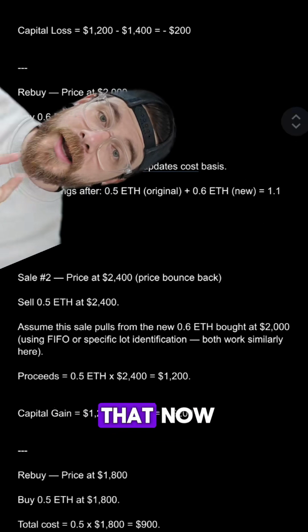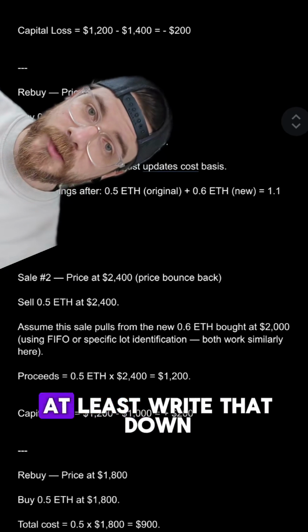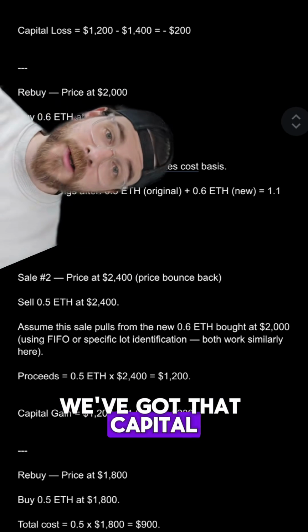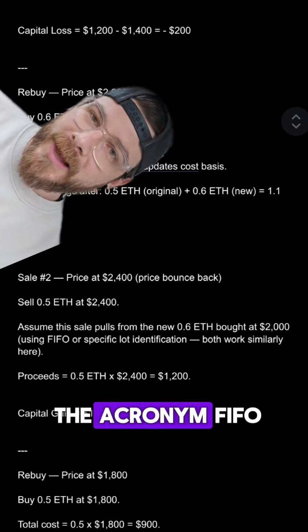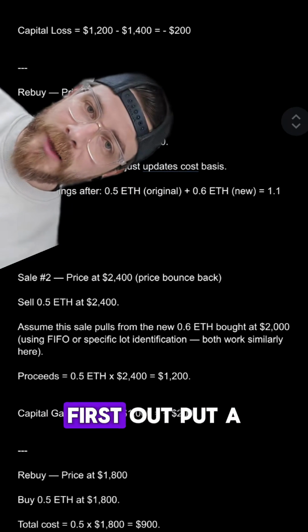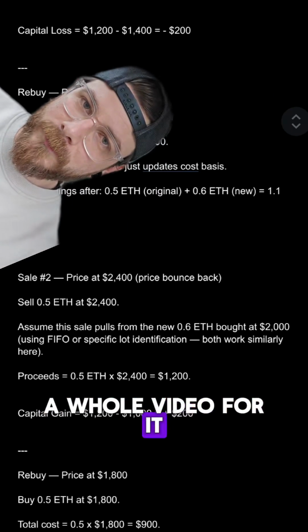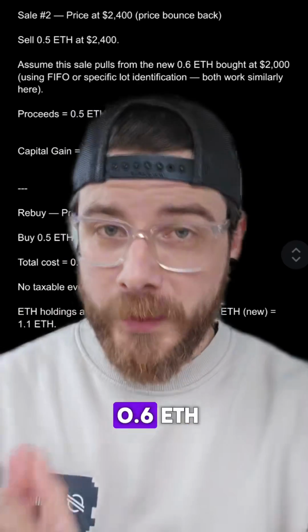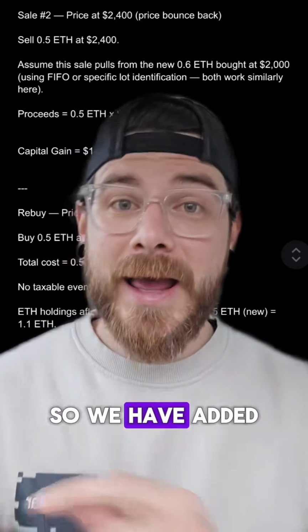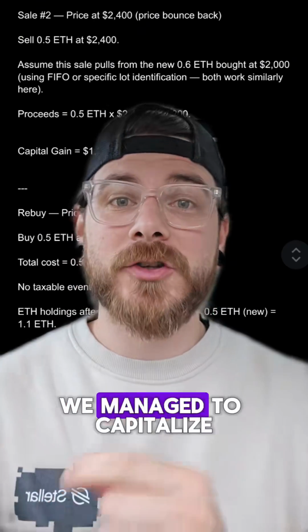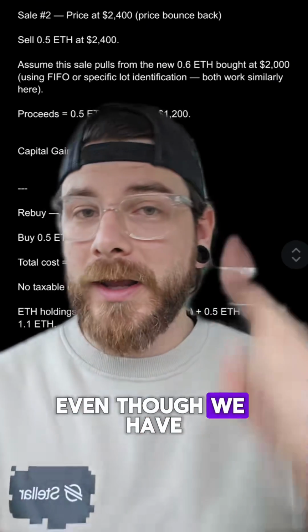It's worth noting that now we are going to incur a capital gains tax obligation. So we have to at least write that down. But remember, we've got that capital loss earlier that we can use to offset this. There are some rules. I wrote down here the acronym FIFO, which stands for first in, first out. Put a pin in that one and we'll talk about it later. It's not worth derailing the whole video for it. To refresh our memory, we now are holding 0.6 ETH and we have $1,200 cash on the side. So we have added some profit to the table here. We managed to capitalize a little bit on the volatility of this asset, even though we have not yet recaptured that original height.